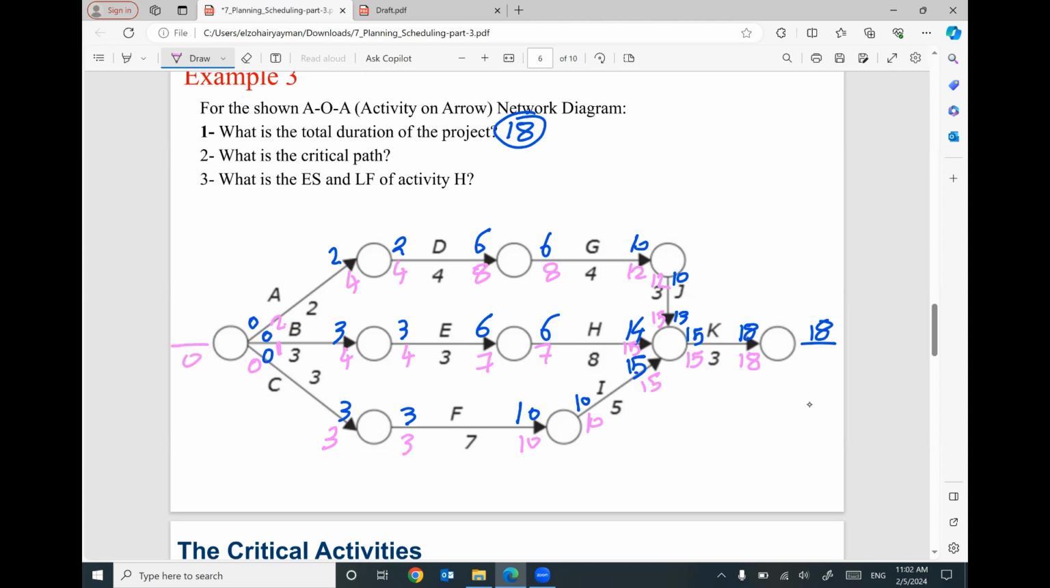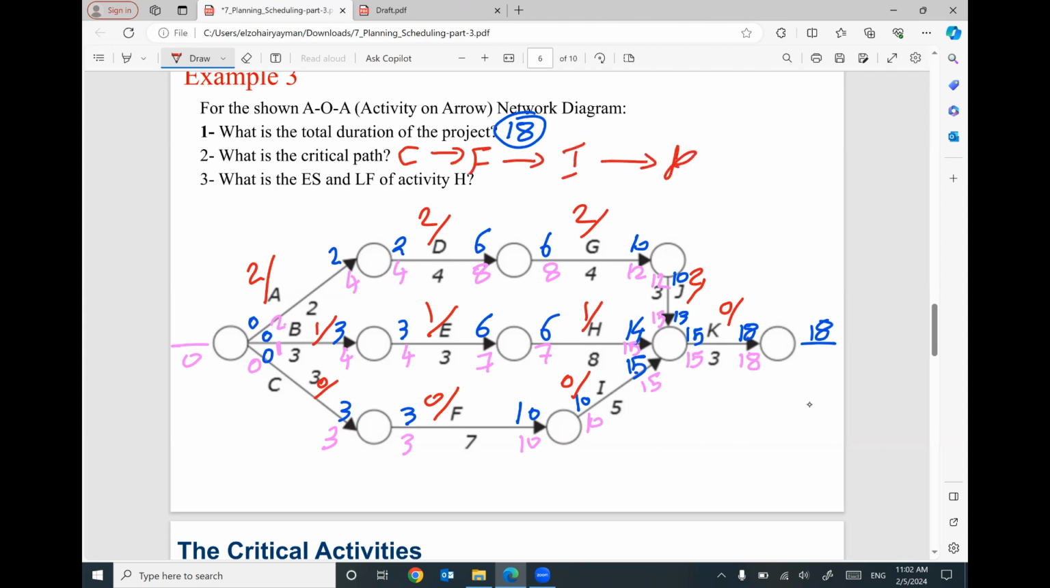Now, I can figure out the total float for each activity. This one will be 2. This one will be 2. This one will be 2. This one will be 2. This one will be 0. This one will be 1. Will be 1. Will be 1. This one will be 0. 0. 0. So looks like we have only one critical path from C, F, I, K.